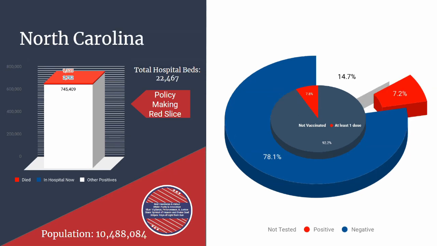North Carolina vaccinated 7.8% of their population. They've had a 78.1% negative, 7.2 positive test results. 9,300 people died, 2,700 are hospitalized, and over 22,000 hospital beds.